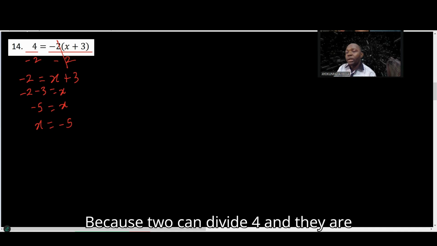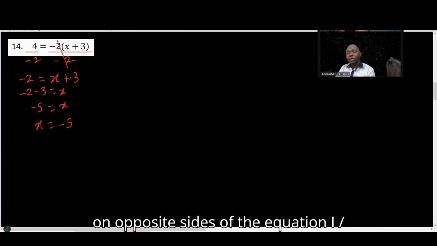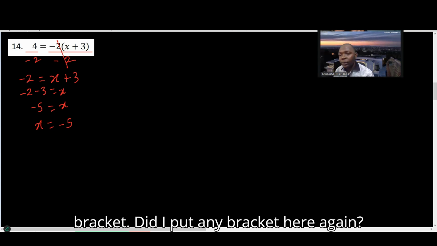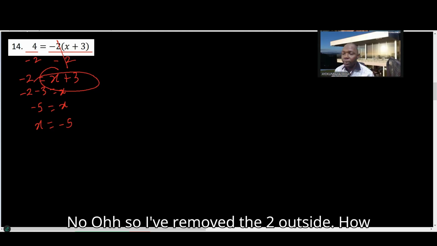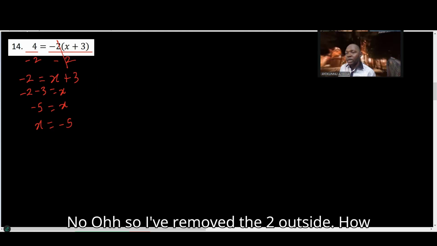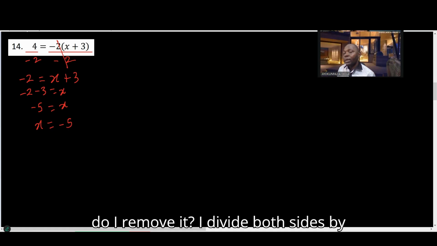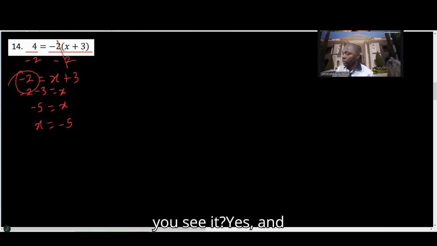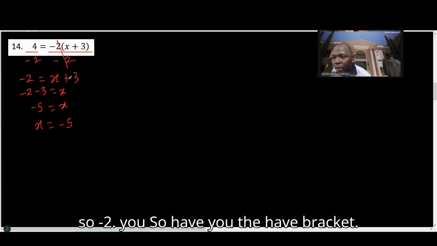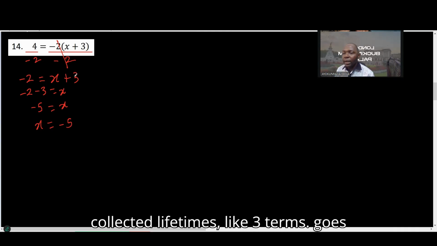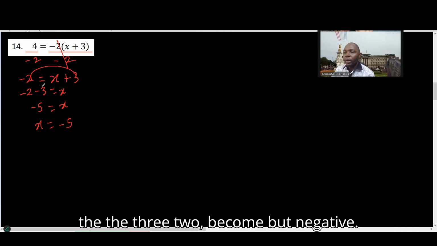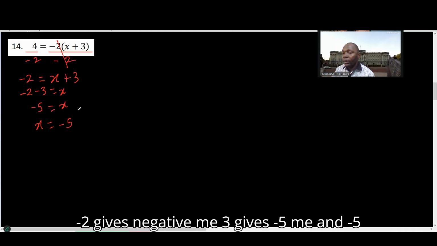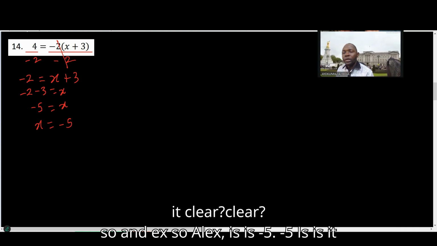Because 2 can divide 4 and they are on opposite sides of the equation, I divided by -2 so that I can free the bracket. Did I put any bracket here again? No. So I've removed the 2 outside. How did I remove it? I divided both sides by -2. So 4 divided by -2 is -2 here. Can you see it? And the negatives cancel, so you have the bracket. Then I collected like terms. The 3 goes to meet the 2, but the 3 will become negative. So -2 - 3 gives me -5 and x. So x is -5. Is it clear?